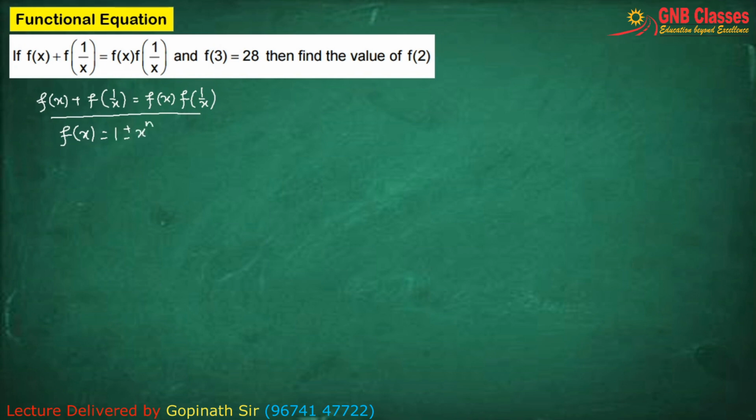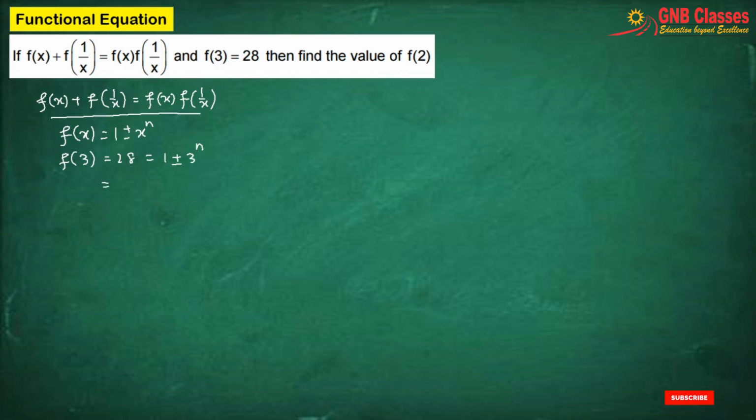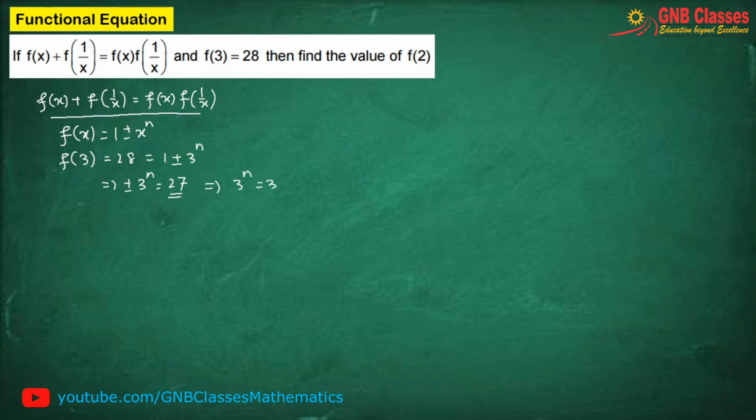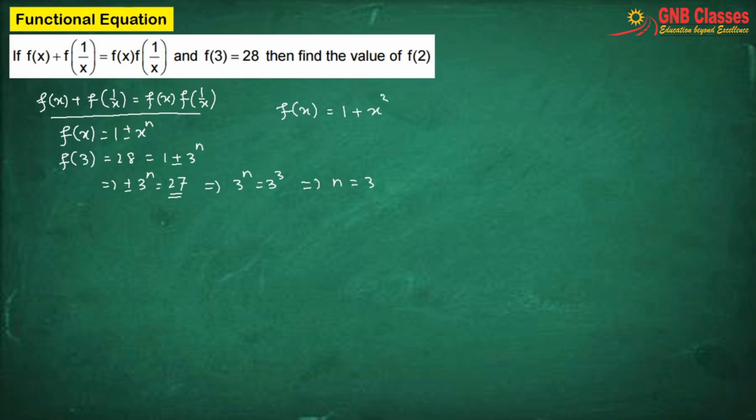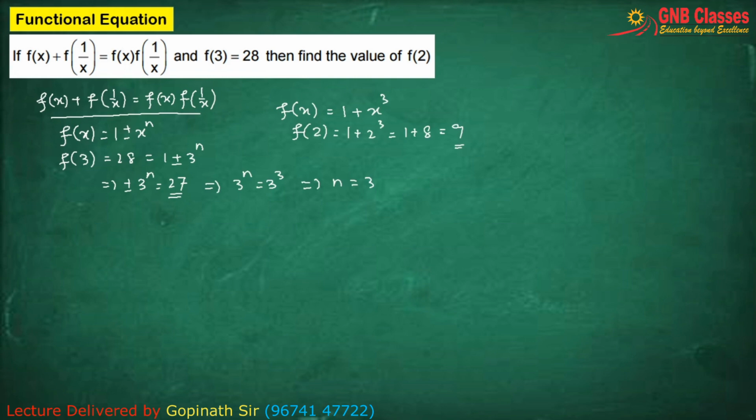Now they have said that f of 3 is 28. That is 1 plus minus 3 to the power n is 28. So that implies plus minus 3 to the power n is 27. Now since 27 is positive, the negative sign is rejected. So from here we are getting n is nothing but 3. Therefore our function fx becomes 1 plus x cube, right? So the value of f2 will be 1 plus 2 cube, that is 9. Yes or no? It's a straightforward question. Those who can remember the standard functional equation can solve those kinds of problems in much less than 10 seconds. Okay? Now, let us take another problem.